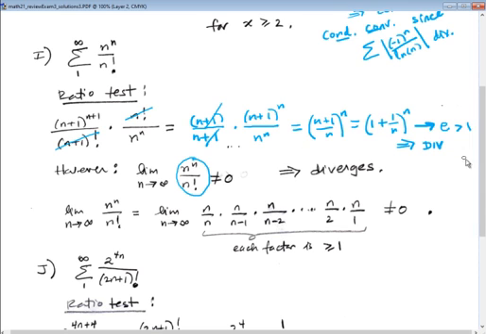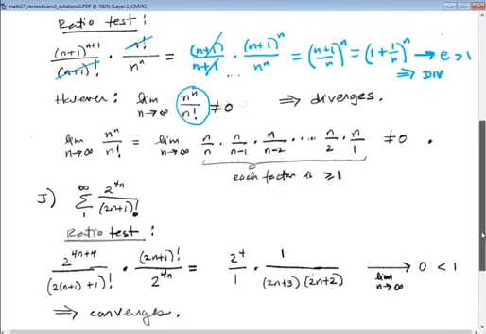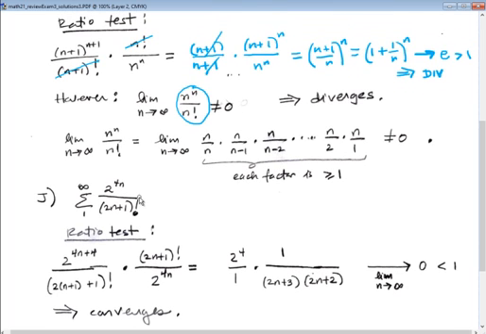But anyway, the ratio test just does show that it diverges. All right, let's go to the next one. Here we want to do the ratio test.